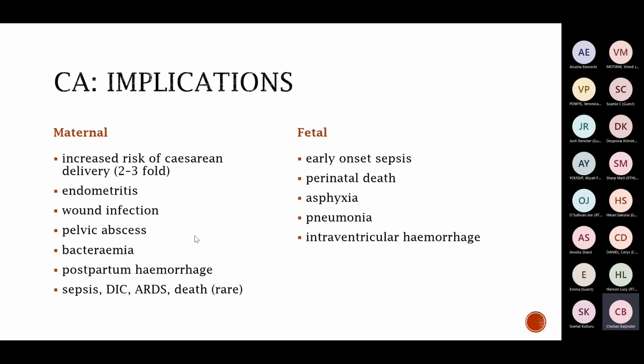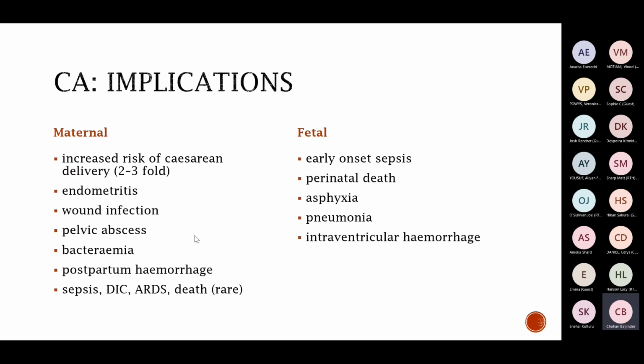But when someone presents to you after they've gone home and come back with possible endometritis, just think, when did you SROM? Was there a prolonged SROM? Then it makes you think more likely that this could be an endometritis picture if there was a prolonged SROM, for example, or pyrexia in labour.